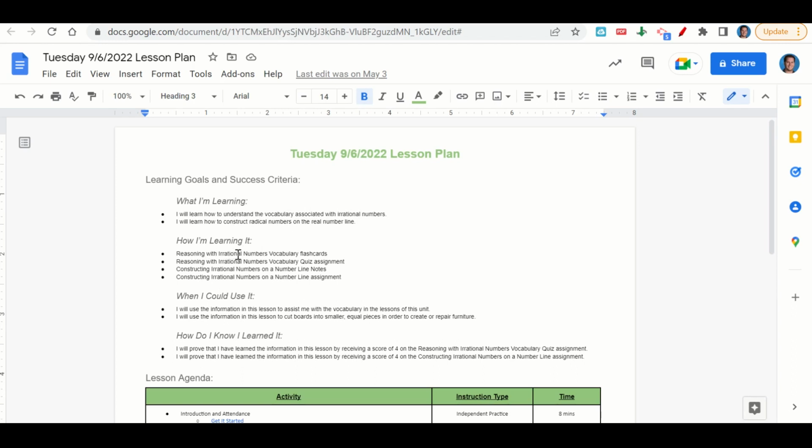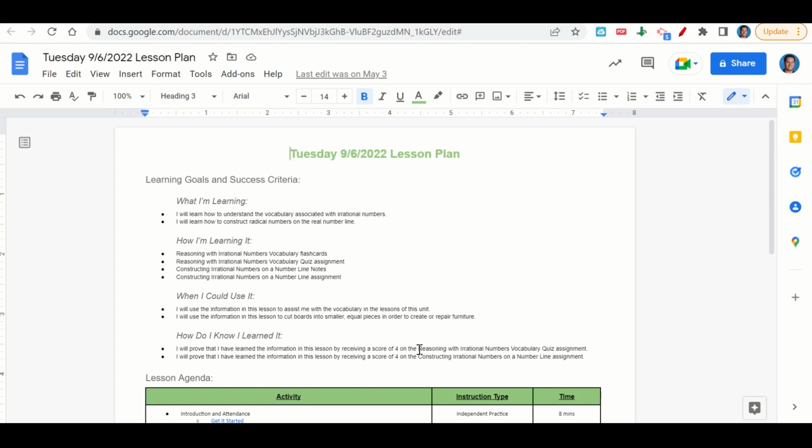How are we learning it? Through the reasoning with irrational numbers vocabulary flashcards and the reasoning with irrational numbers vocabulary quiz assignment, as well as the constructing irrational numbers on a number line notes and the constructing irrational numbers on a number line assignment. When can we use this information? To assist with the vocabulary and the lessons of this unit, and to cut boards into smaller equal pieces in order to create or repair furniture.